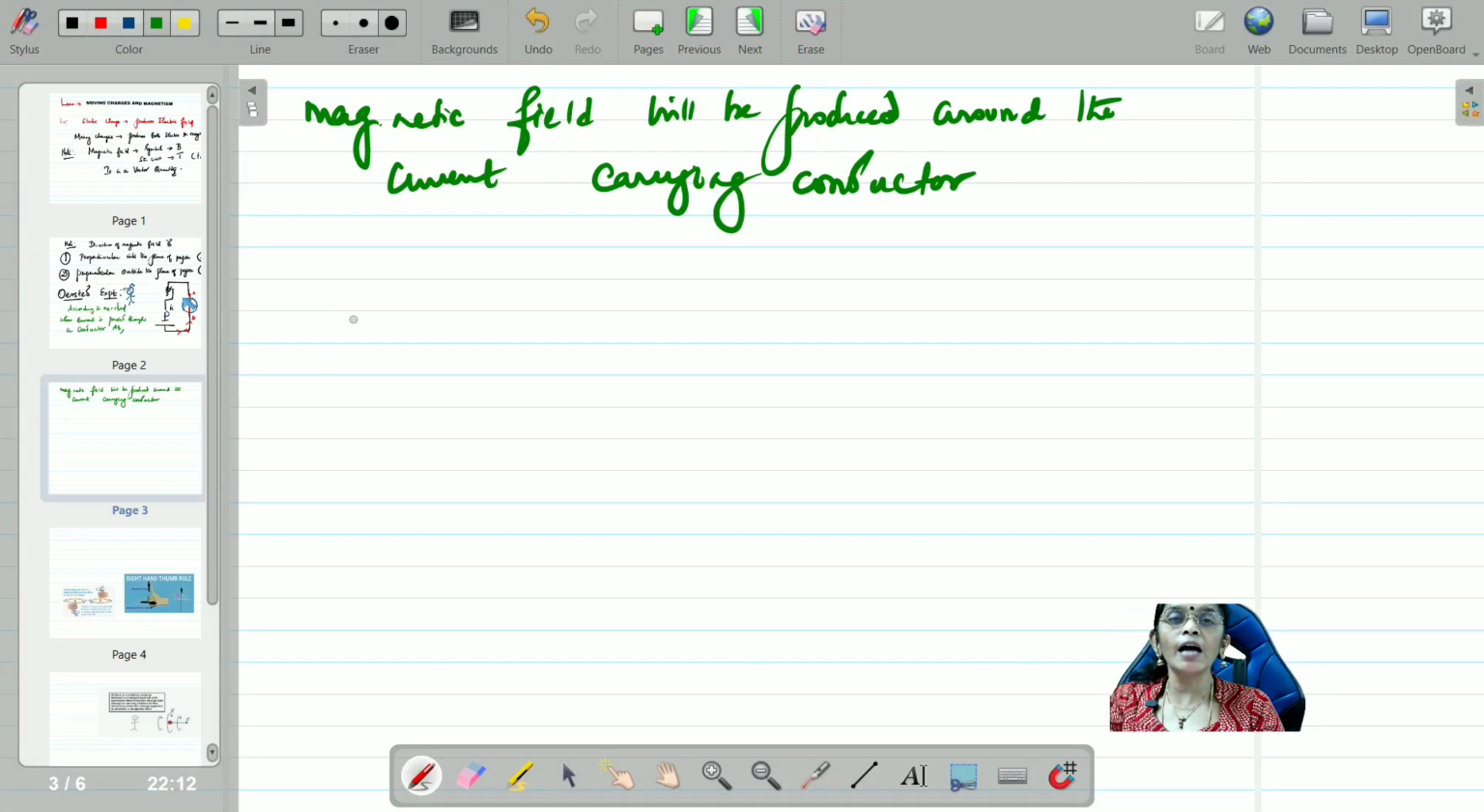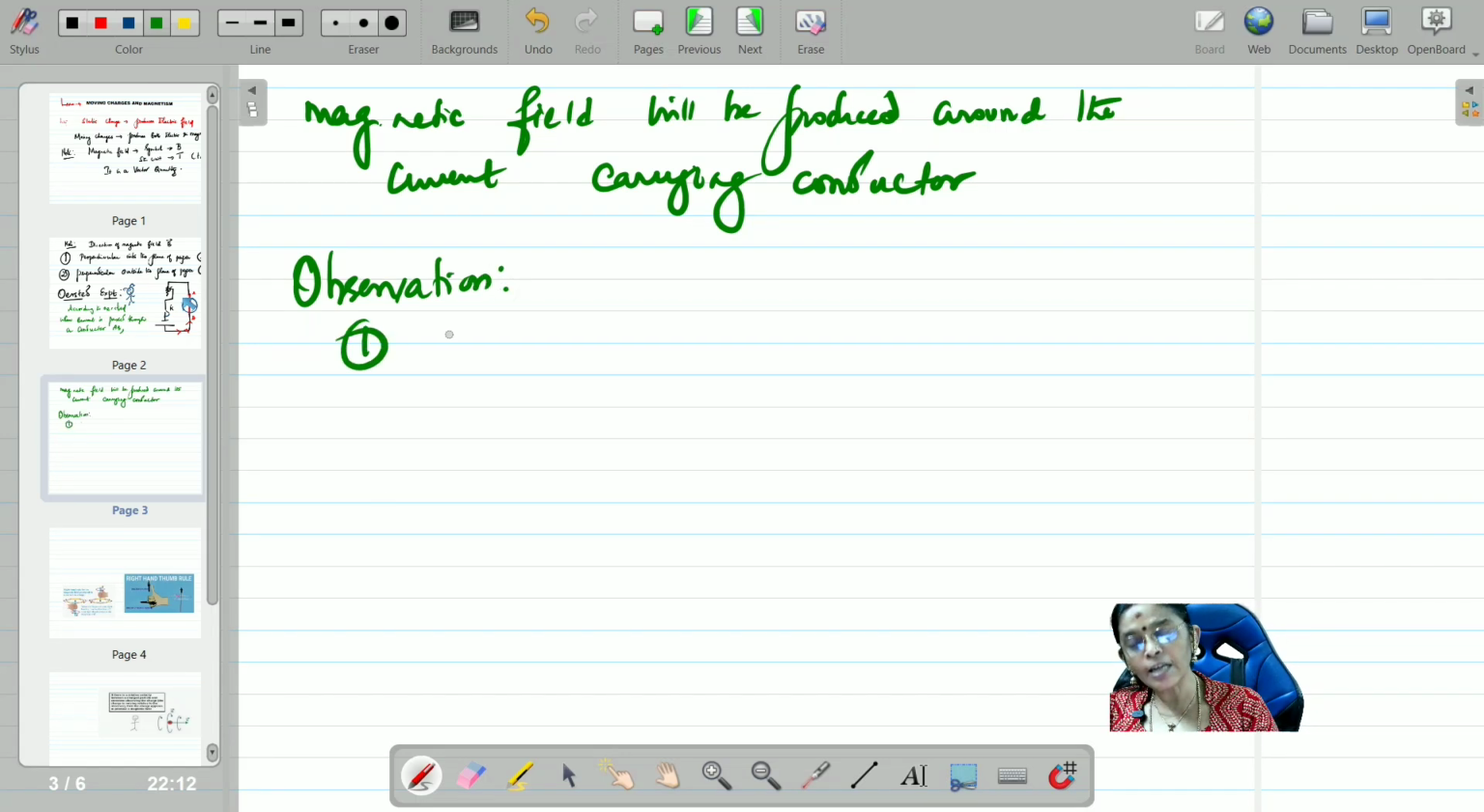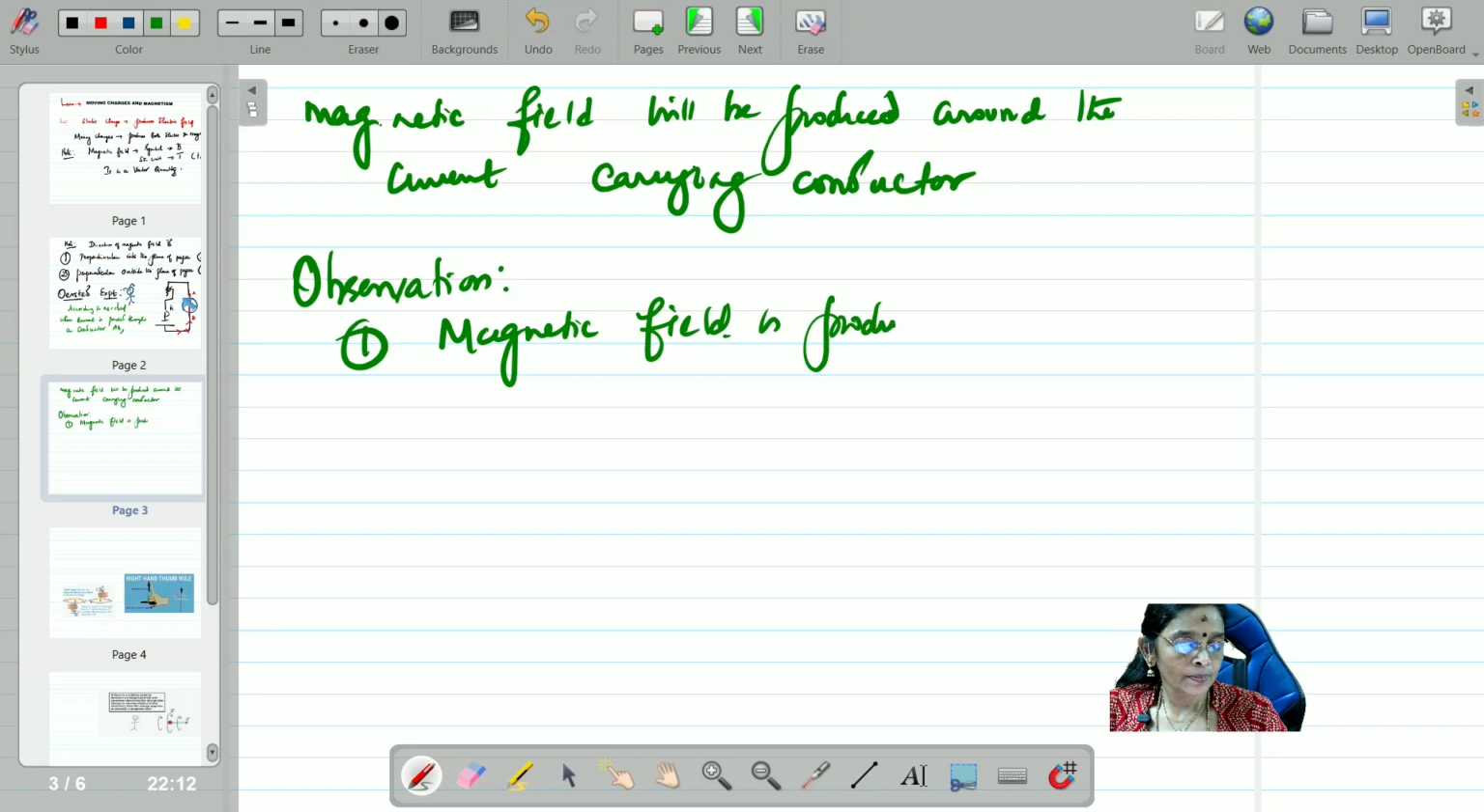So therefore, he observed. What is that observation? Observation number one: when current is passed through a wire, a magnetic field is produced around the current carrying conductor.